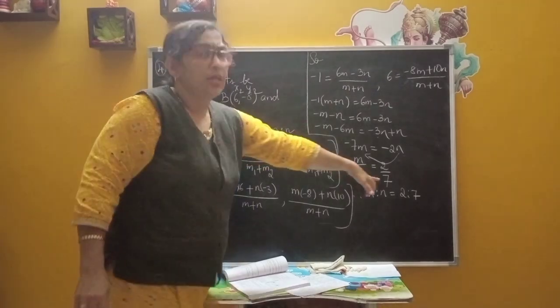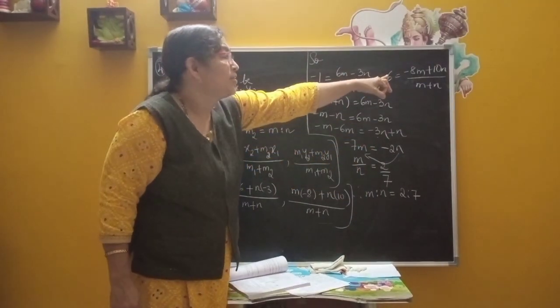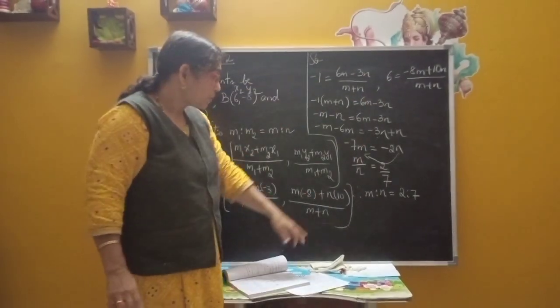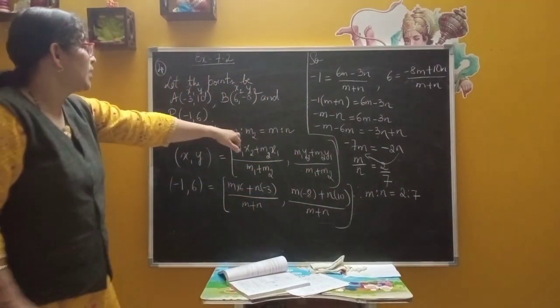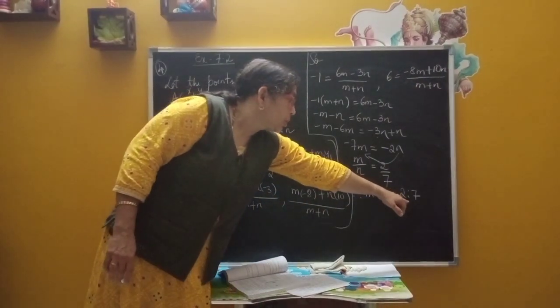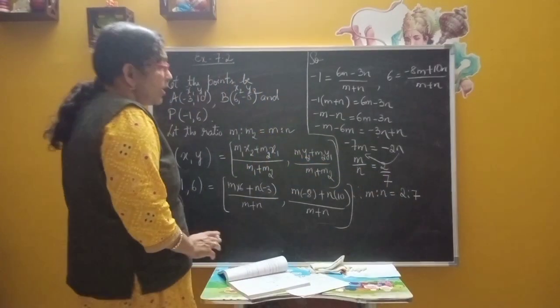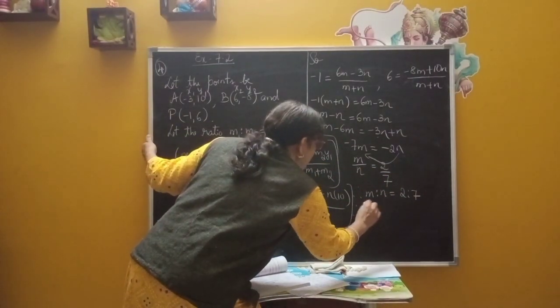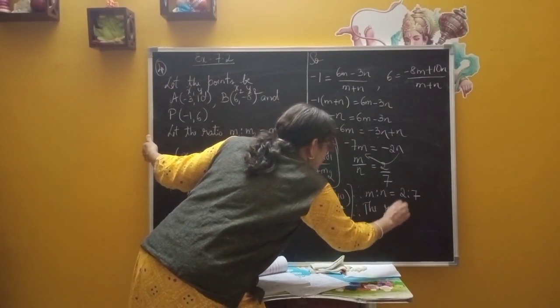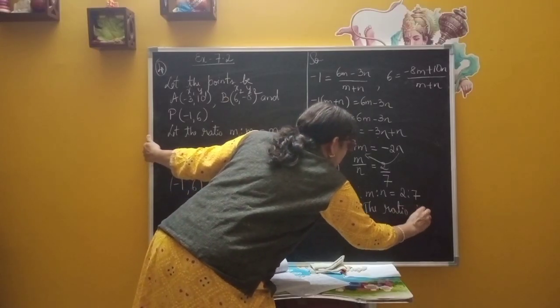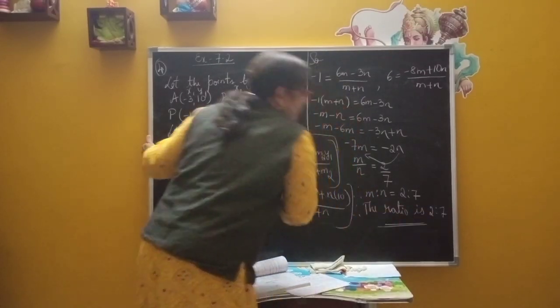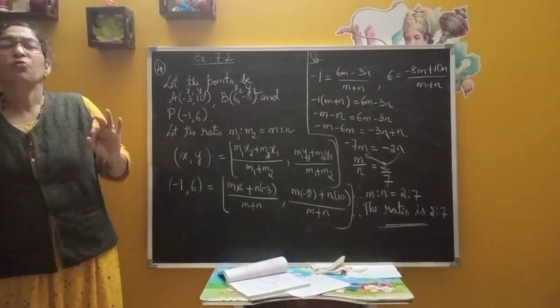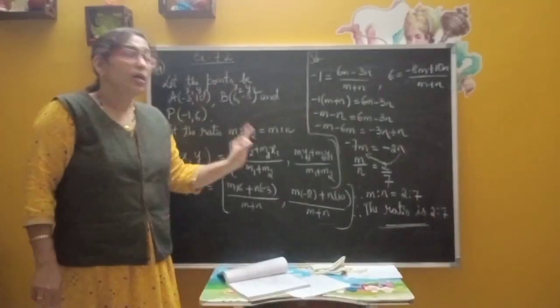We got the answer here itself. We need not solve the second one, the y coordinate. So m is to n is 2 is to 7, or m1 is to m2 is 2 is to 7. Therefore the required ratio is 2 is to 7. So very simple problem, but one of the important problems and easy to solve.